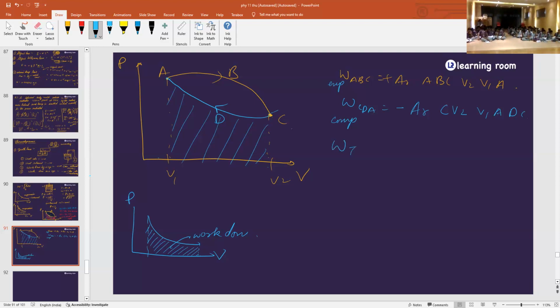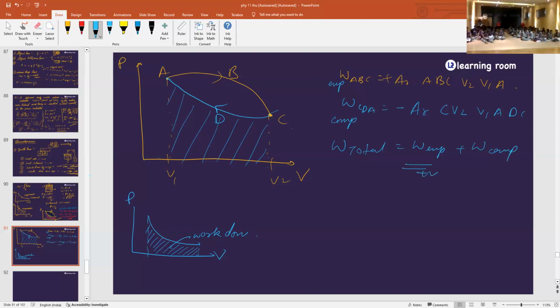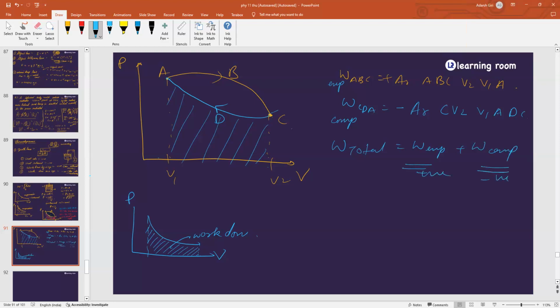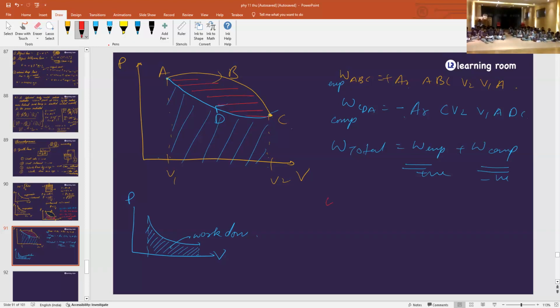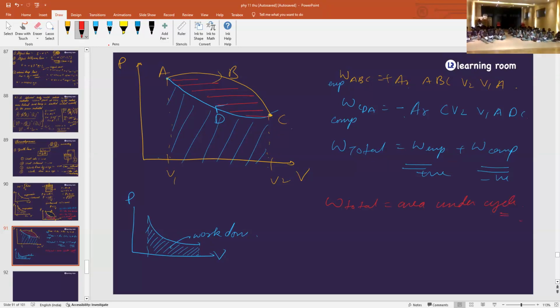Now, what is the total work done? Total work done is work done under expansion plus work done under compression. Work done under expansion will be positive and work done under compression will be negative. So ultimately, you are subtracting this minus this. You are subtracting the total area minus this area. What are you remaining with? Aren't you remaining with this area A, B, C? So total work done is the area under the cycle. That's it. Understood?